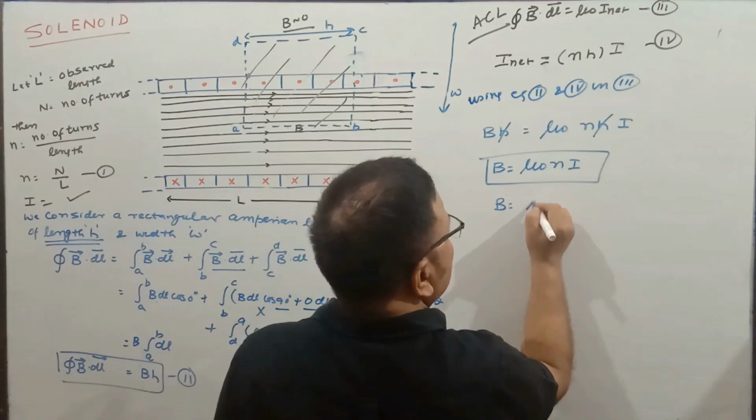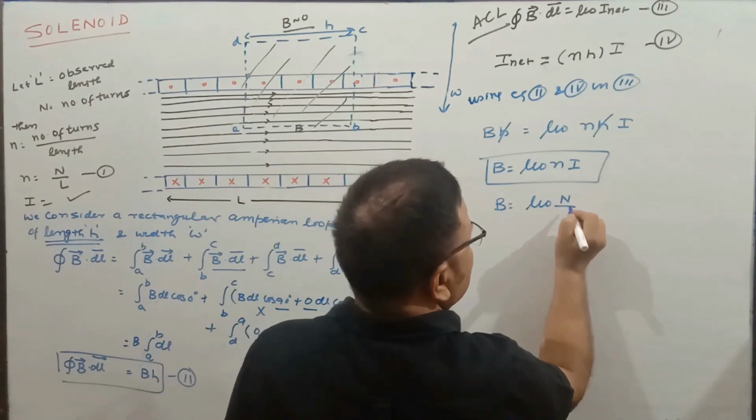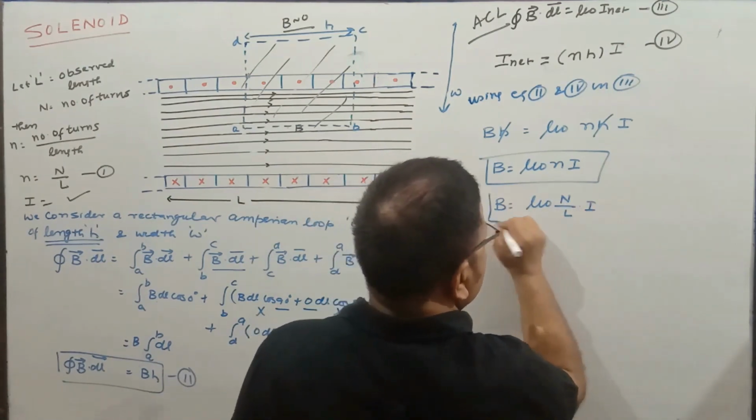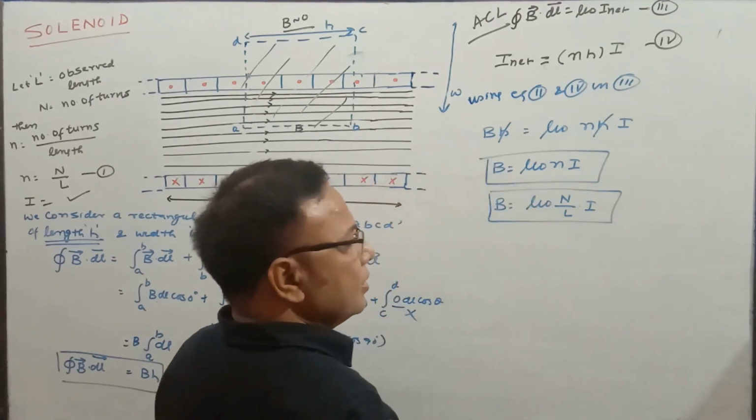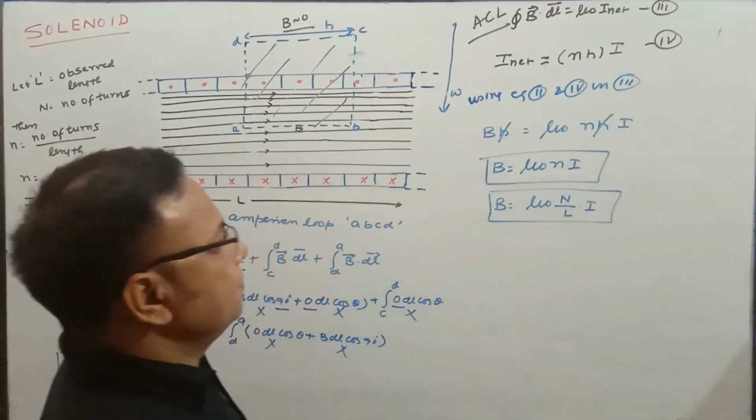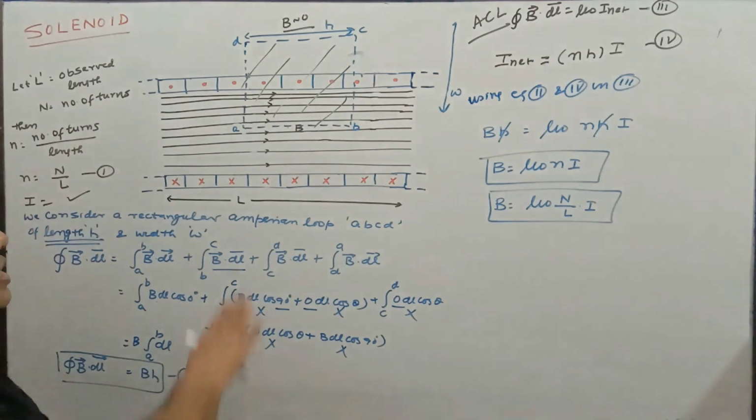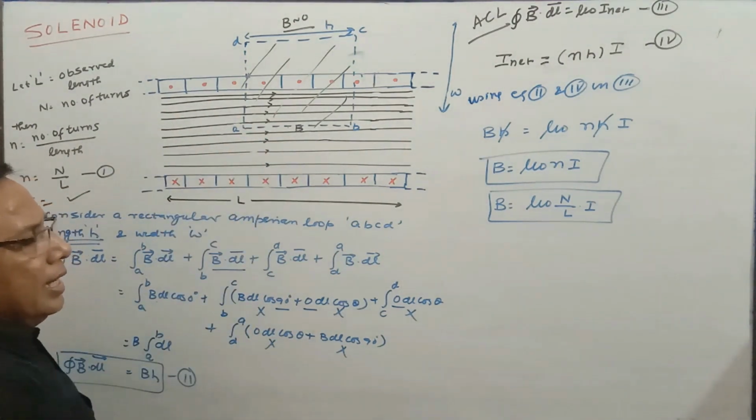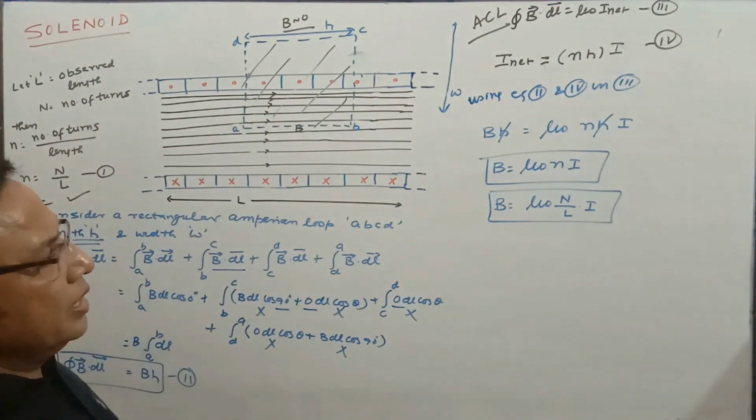So this is B equal to mu naught n I, where n is the number of turns per unit length. These two can also be taken as the formula. So this is the magnetic field strength well within the solenoid. Actually, in simplest form we are finding it out.